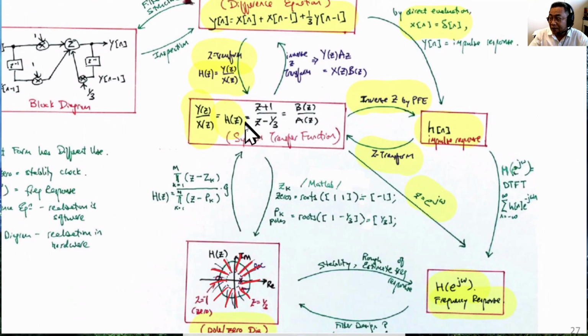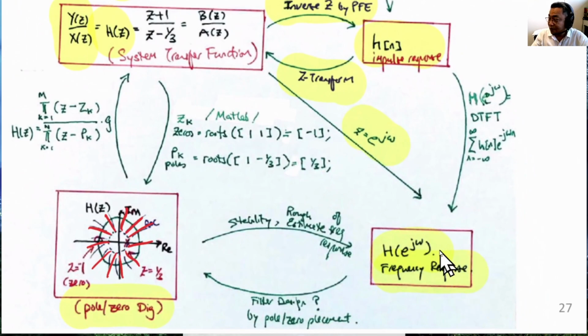We'll also be doing that, and you realize that today we're going to follow this arrow, in which we let z equal to e^(jω) to get the frequency response. We're trying to get the frequency response of the system.